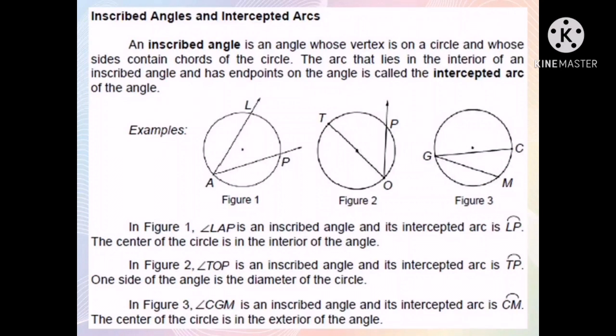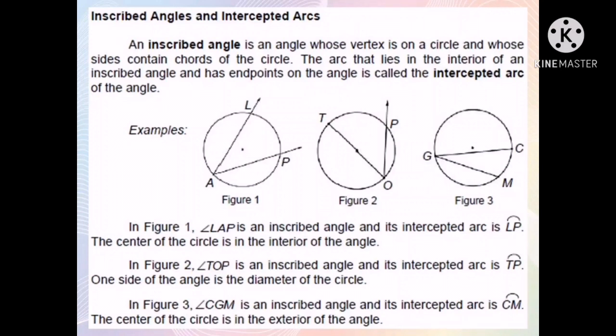Let's discuss the three figures that we have below. In figure 1, the angle LAP is an inscribed angle and its intercepted arc is arc LP. The center of the circle is in the interior of the angle. In figure 2, we have angle TOP is an inscribed angle and its intercepted arc is arc TP. One side of the angle is the diameter of the circle. In figure 3, we have angle CGM is an inscribed angle and its intercepted arc is arc CM. The center of the circle is in the exterior of the angle.